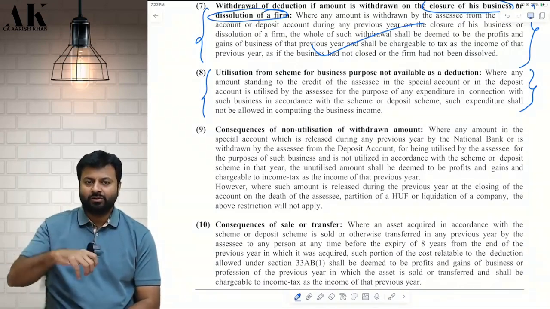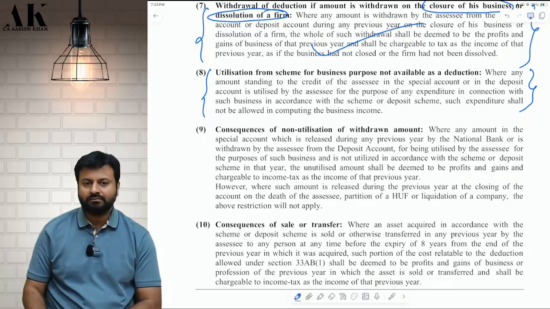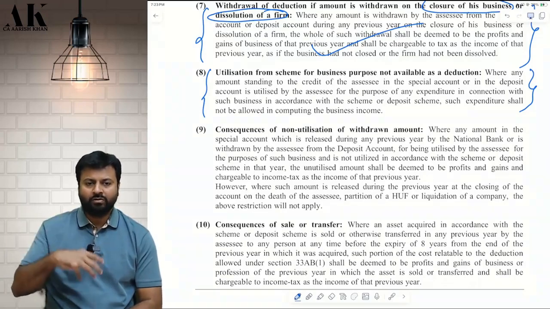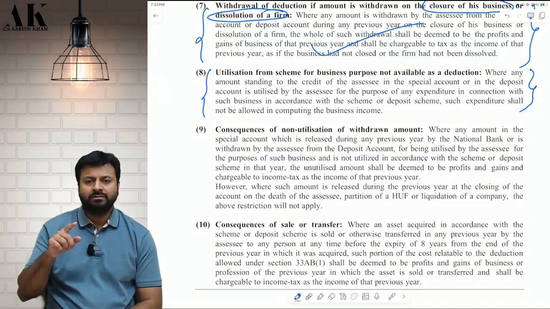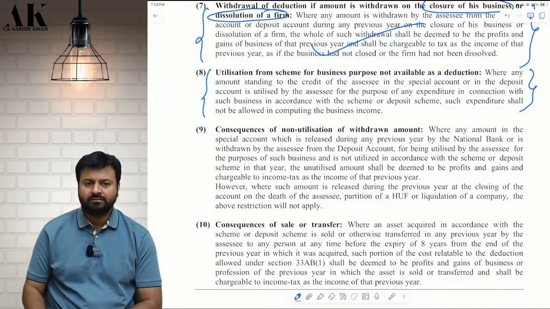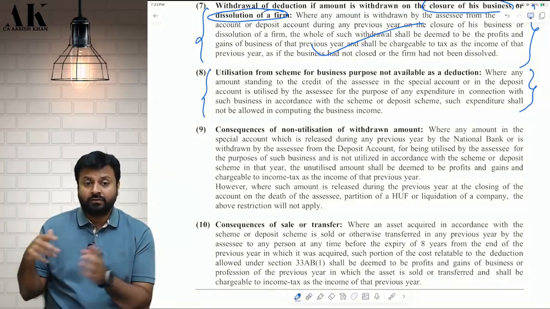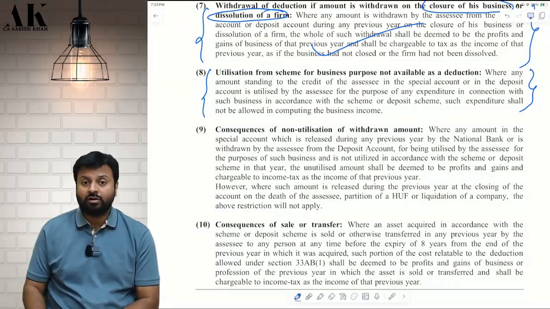Suppose I withdraw 1 crore rupees. And suppose I withdraw 1 crore rupees and I buy furniture, for example, or I buy a new plant and machinery to be used in the factory, because I am growing and manufacturing tea. So for manufacturing, I require plant and machinery, correct or not?